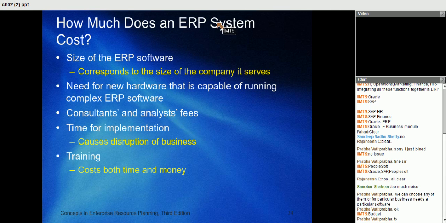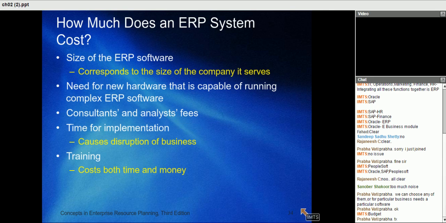So how does an ERP system cost? It depends on certain factors. One, the size of the ERP software, then the need for the hardware that is capable of running complex ERP software. That means your operating system, your servers, your networks. So all those hardware also play a vital role, whether it can support the ERP software or not.